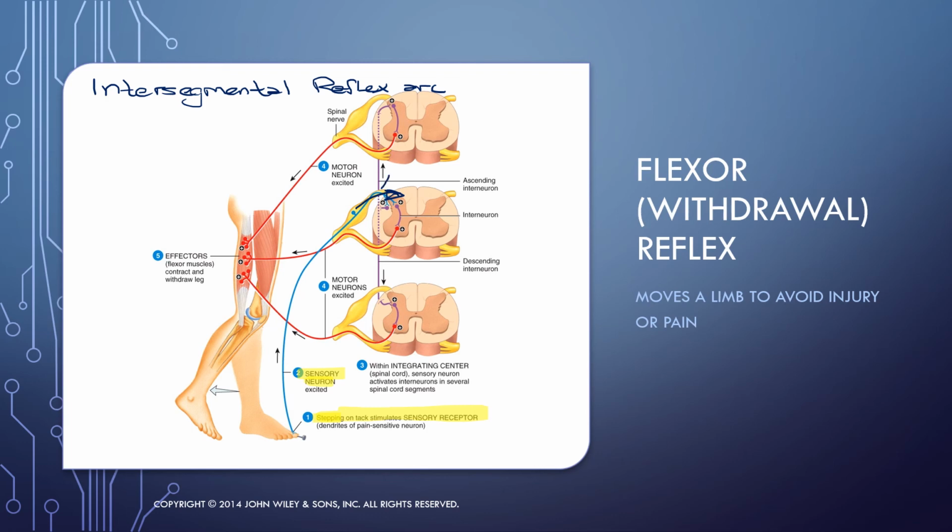So here we're going to have an interneuron that will go to a different segment of the spinal cord, and here as well, activating these motor neurons here to activate different muscle groups, so that we're going to have a very large flexion effector kind of response. So that this happens very quickly and many muscle groups are activated.